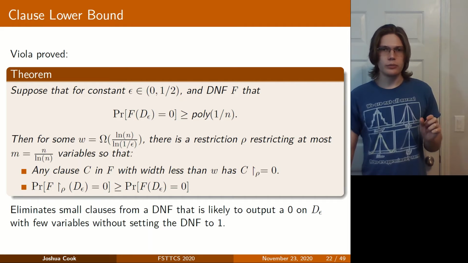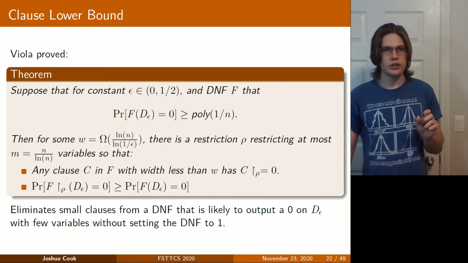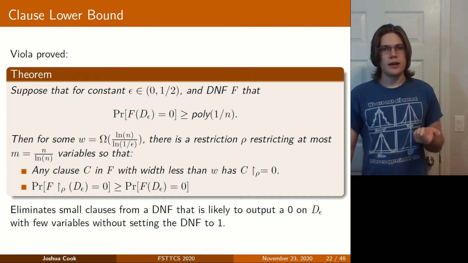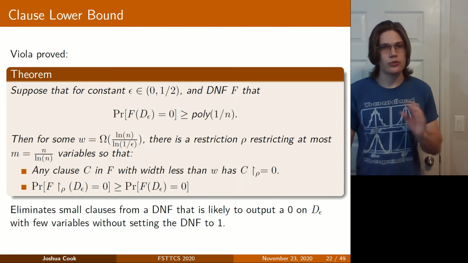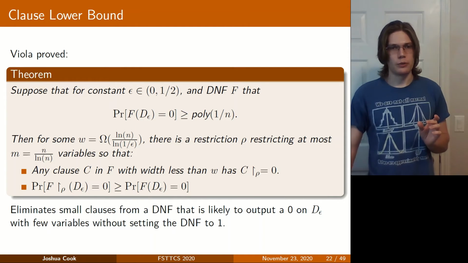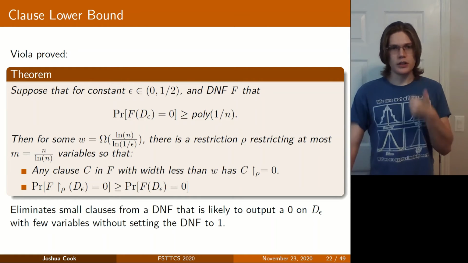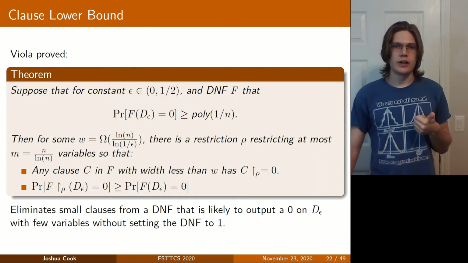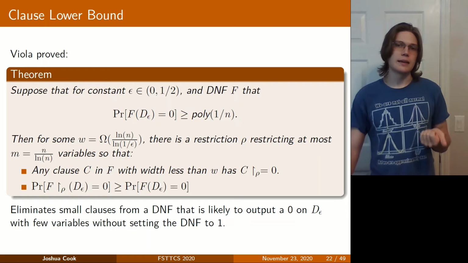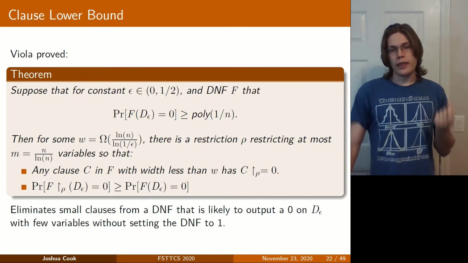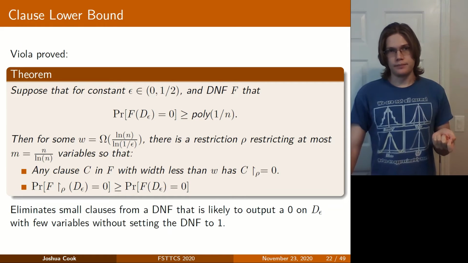smaller than w will be set to 0 by the restriction, and the probability that we output 0 once we've done the restriction on D_epsilon is going to at most increase from the probability that we output 0 before. So what this will do is it'll eliminate small clauses from a DNF as long as the DNF is likely to output 0 on D_epsilon, with only setting a few variables without setting the DNF to 1.